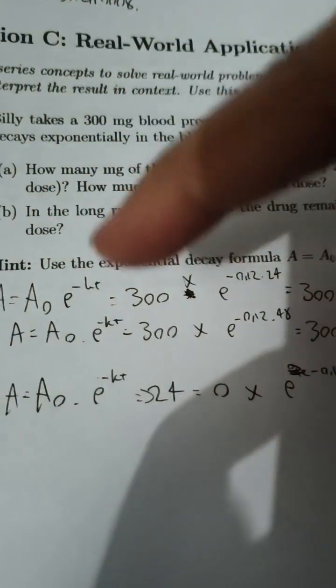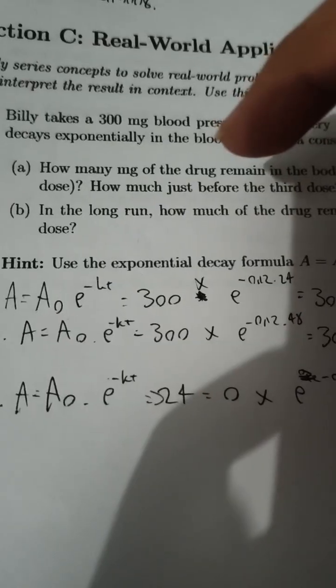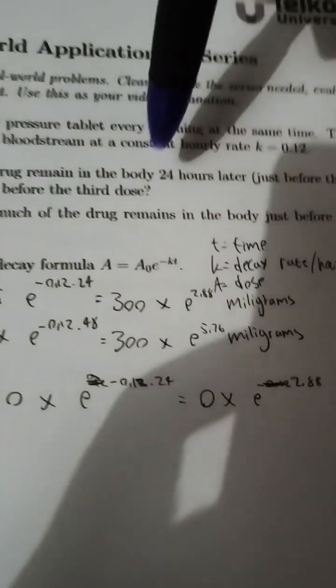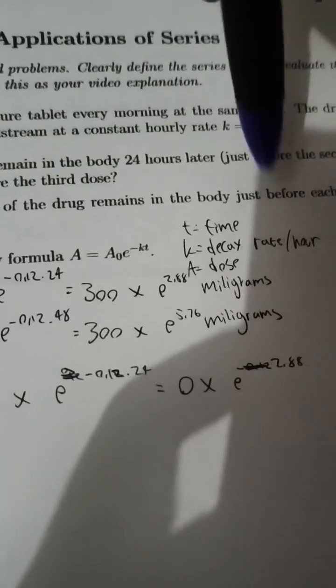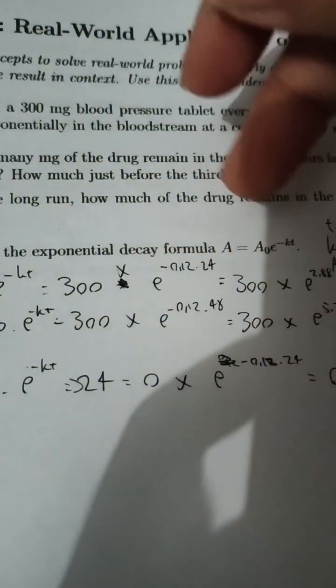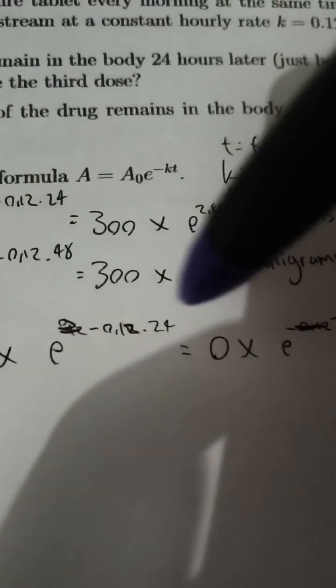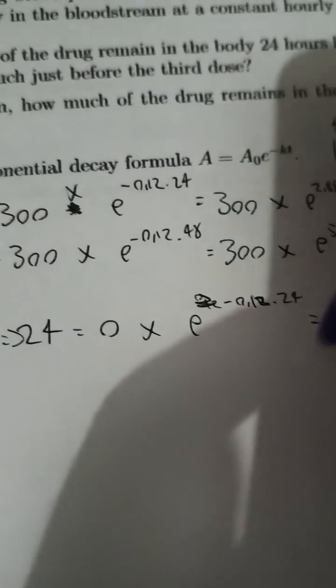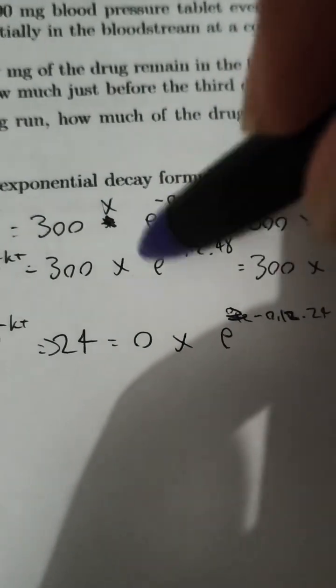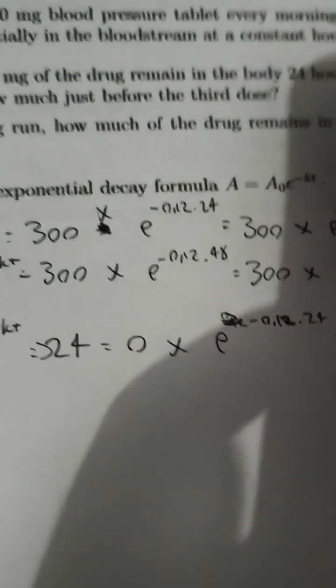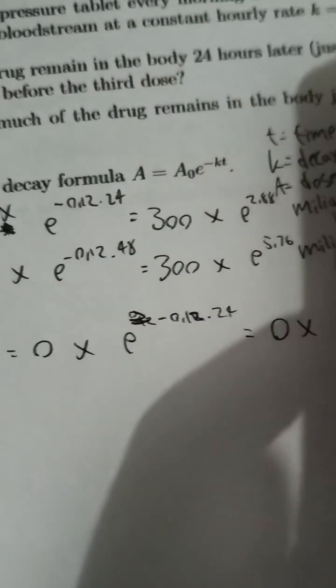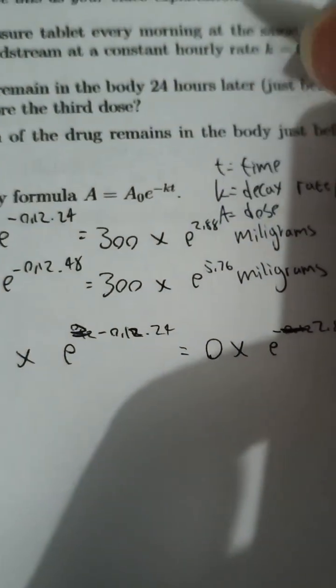Since just before the second dose it's 24 hours later, the third dose must be an additional 24 hours. So we can assume that the third one is also 24 hours later, just before. So just add up 24 plus 24. We get e to the power of negative 0.12 times 48. So the result is 300 times e to the power of negative 5.76 milligrams.